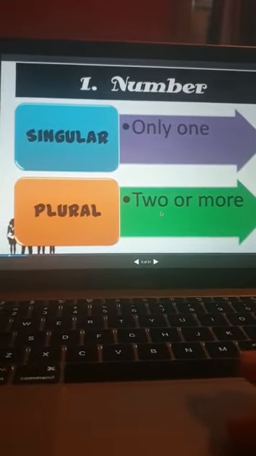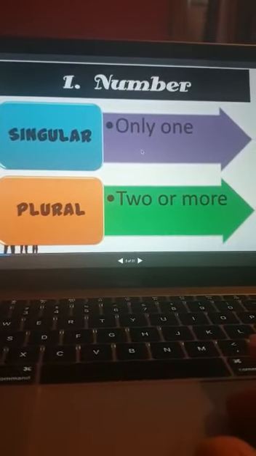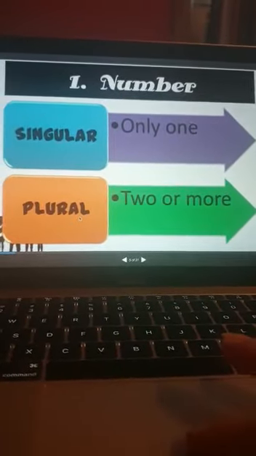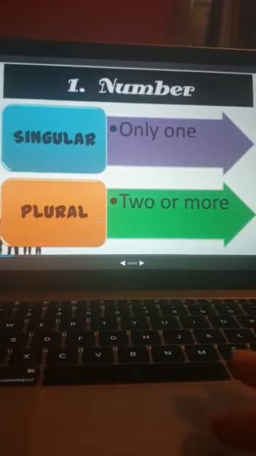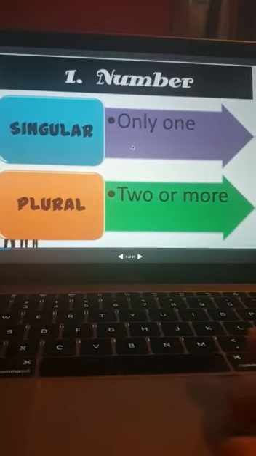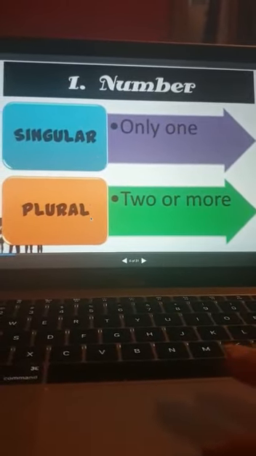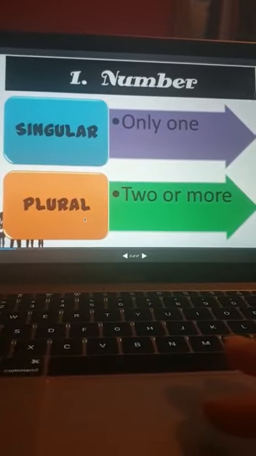So here we are dealing with countable nouns like one boy, many boys, one tooth, many teeth. So this is what boy is singular, boys is plural, tooth is singular, and teeth is plural.